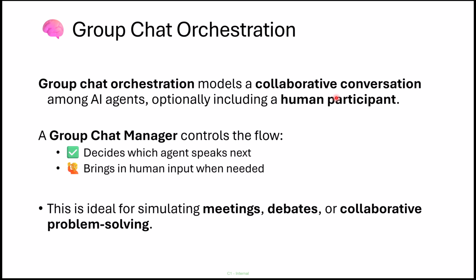Let's move on. Group chat orchestration models a collaborative conversation among AI agents. Optionally, if you want to include human input also, it's possible. The group chat manager is like a smart moderator. It decides who should respond next, when to bring a human into the conversation, and when to wrap up or move the conversation forward. This is controlled by the group chat orchestration.